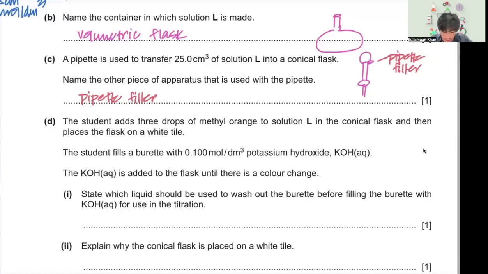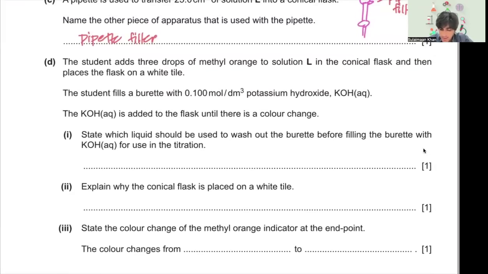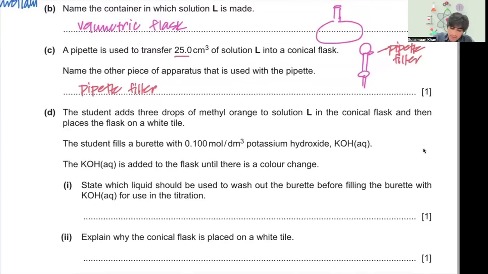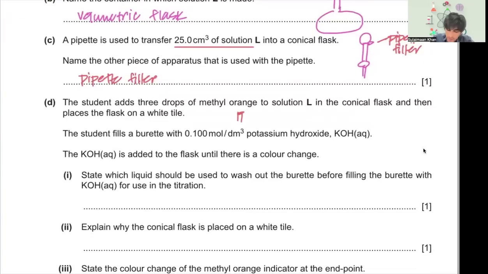The student adds 3 drops of methyl orange to solution L in the conical flask. Okay, now think. You have to read the question very, very carefully. He pipetted out 25 cm cube of solution L and then added it to the conical flask. So in the conical flask, always annotate for yourself, I have 25 cm cube of solution L, which is effectively my acid. Remember, I have 25 cm cube of acid in the conical flask.